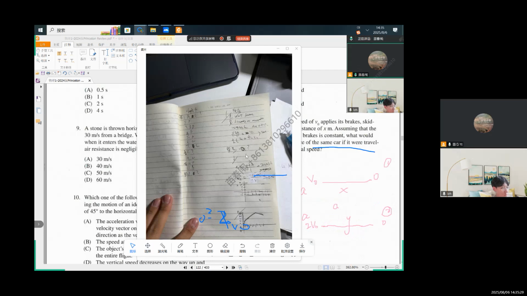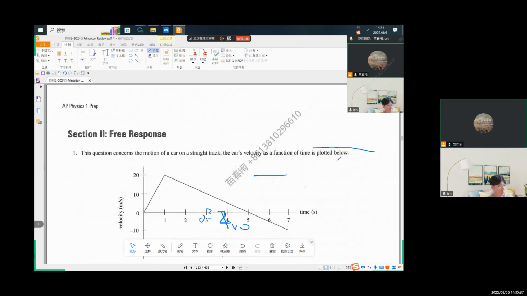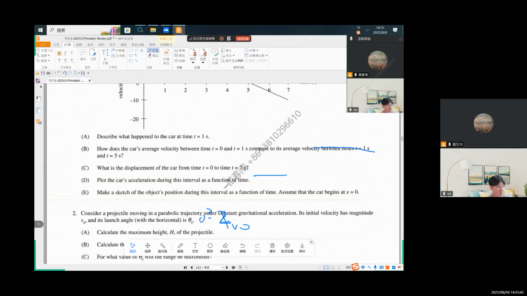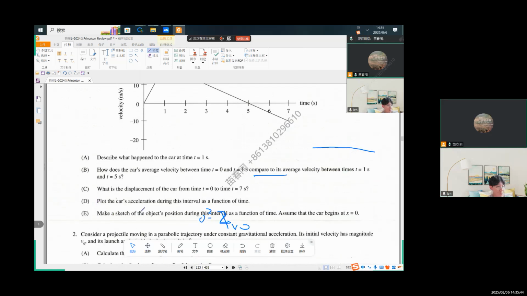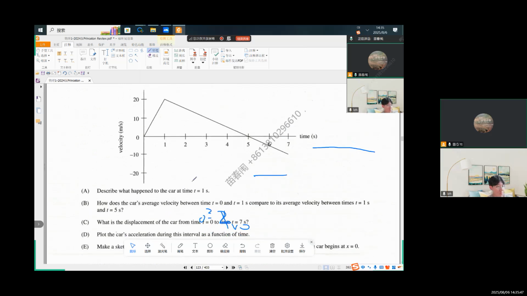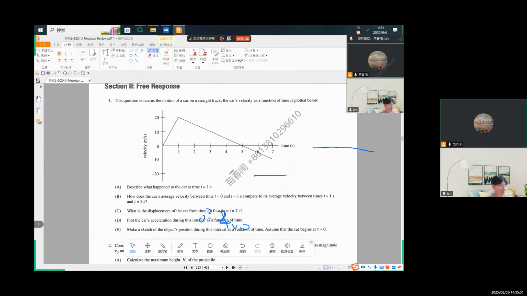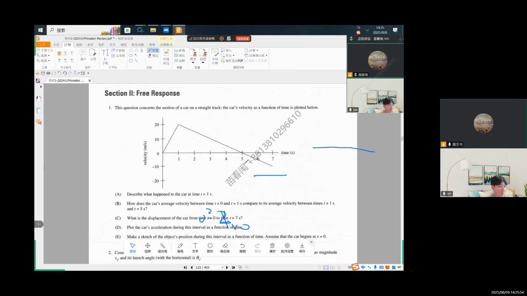This is problem D. This is A, B, this is C, right? Let's see question C. You answered A, B, D, E, and your problem is with question C, right? Is this one? So what's the displacement of the car? Do you have an answer? You don't know how to find it, right? From 0 to 7.